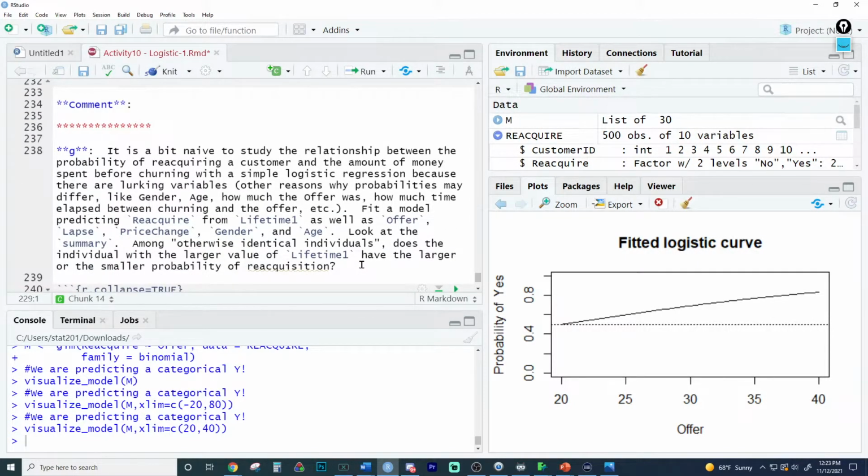It is a bit naive to study the relationship between the probability of acquiring a customer and the amount of money spent before churning with a simple logistic model because there are lurking variables. Other reasons why the probabilities may differ, like gender, age, all these different things right here.